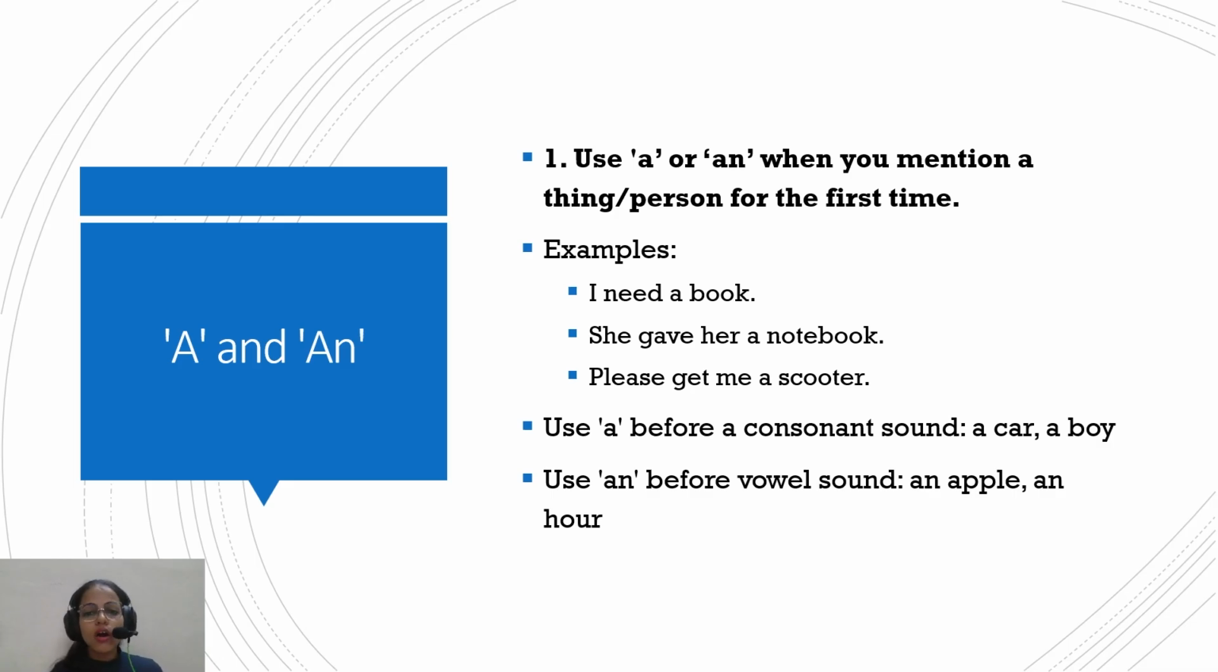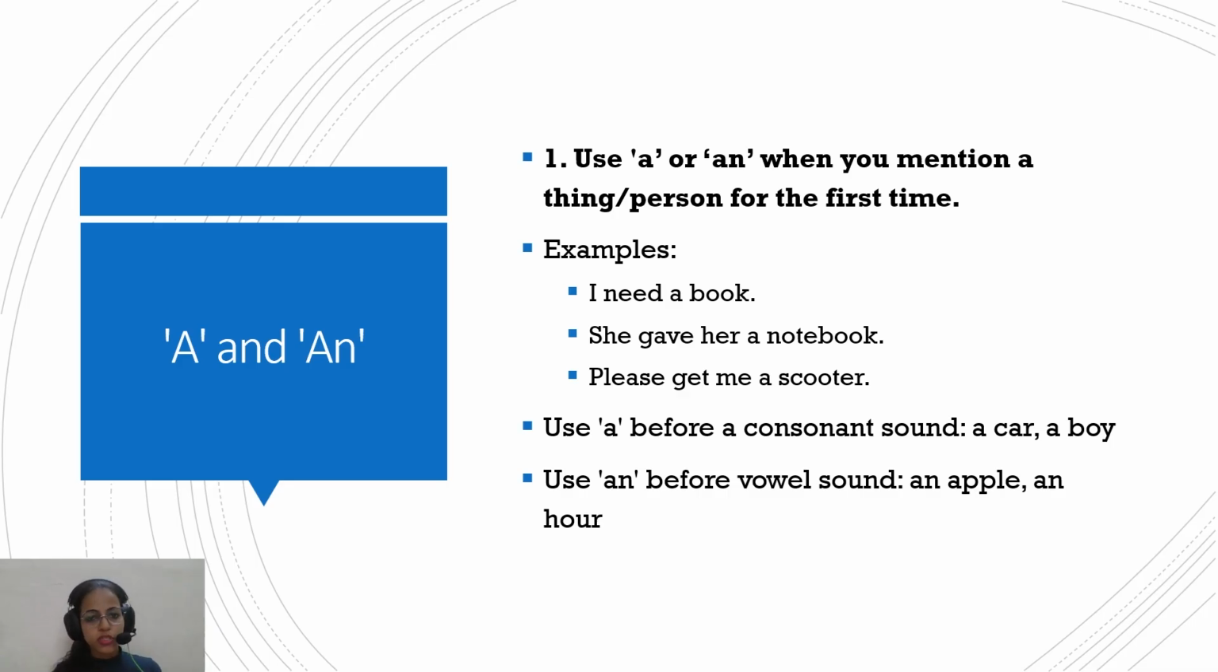You use "a" or "an" when you mention a thing or a person for the first time, that means in a generic sense. Suppose I say, "I need a book." Here I have not mentioned any particular book, we've not had any discussion on any book. It's the first time that I'm mentioning a book: "I need a book." So here, "a book" and not "the book".